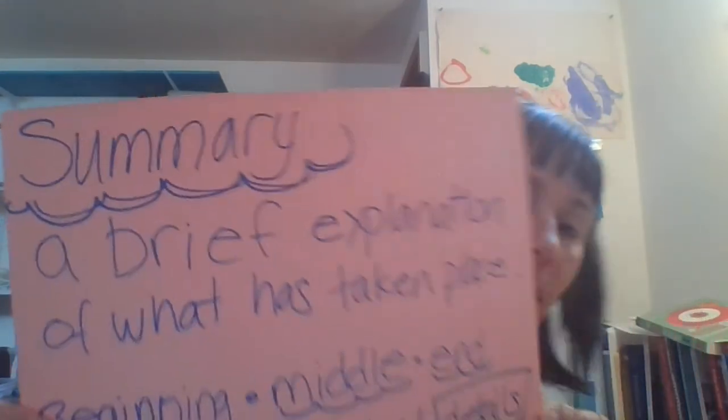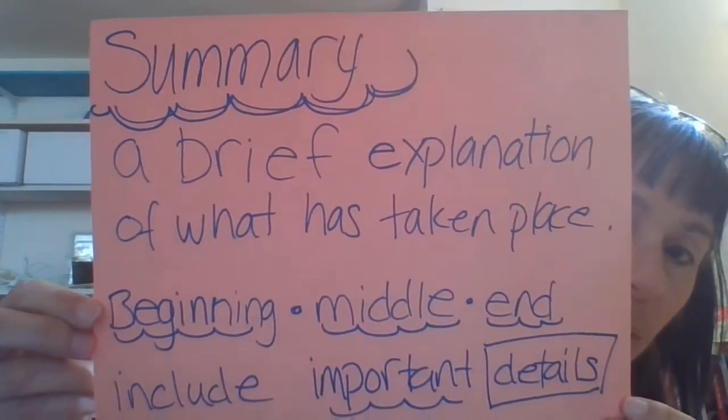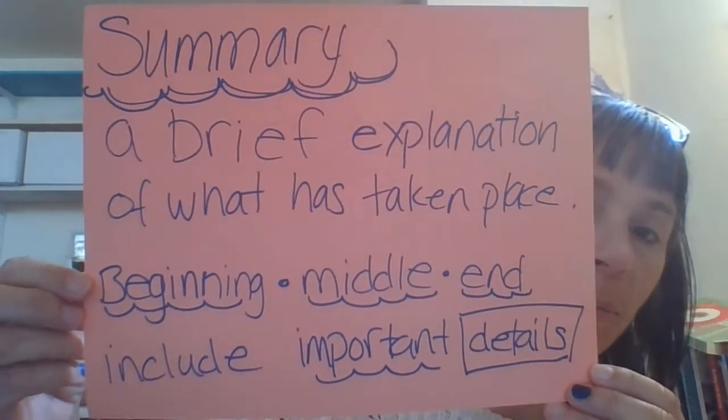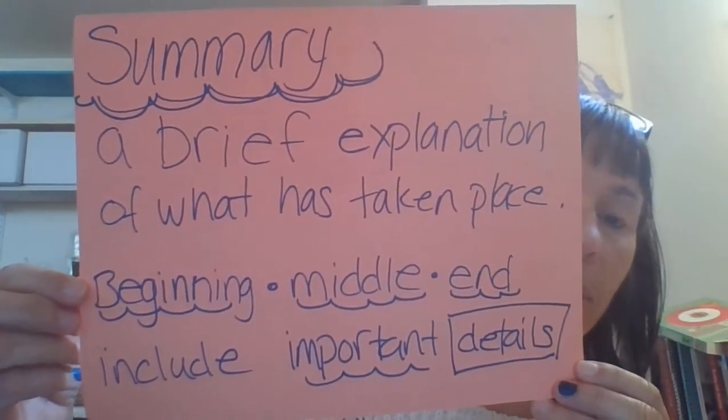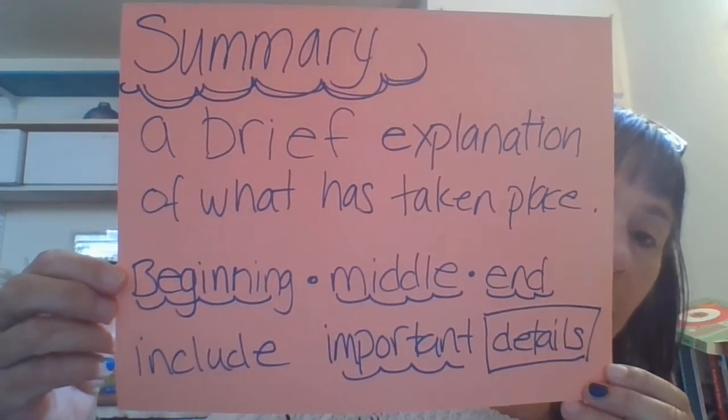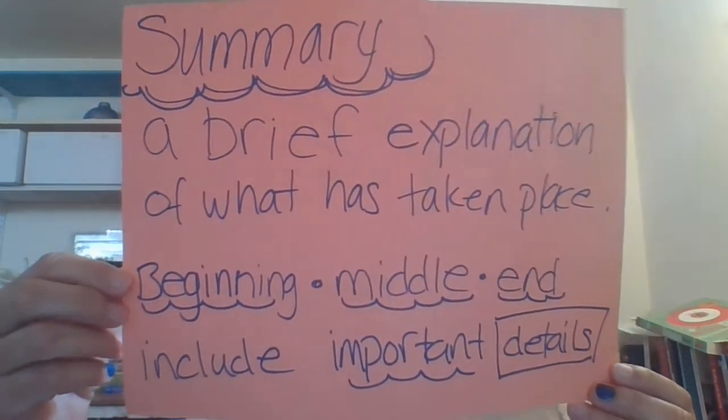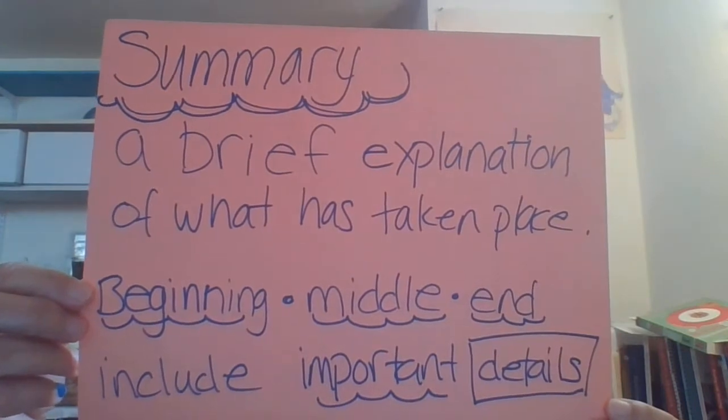Hi. So now that we've read the first chapter of Charlotte's Web, let's talk about writing a summary of that first chapter. So remember that a summary is a brief explanation of what has taken place. A summary is going to have a beginning, a middle, and an end. And it's going to include important details.